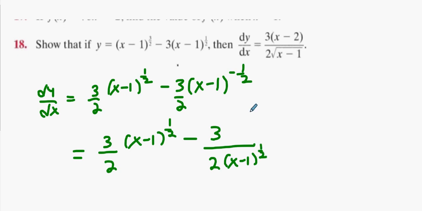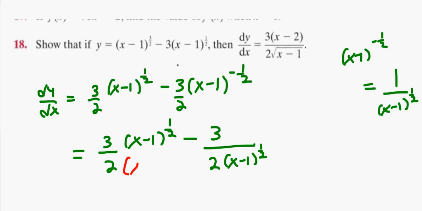Is everybody happy with that last step? Where I turned x minus 1 to the power of minus a half into 1/x minus 1 to the power of a half. Good. Right. So what's next then? What do you reckon, Oisin? Common denominator, yeah. So I think I'm going to put in. I think I'm going to put an x minus 1 there, haven't I? To the power of a half. Good job.